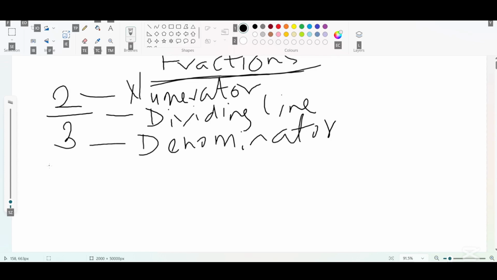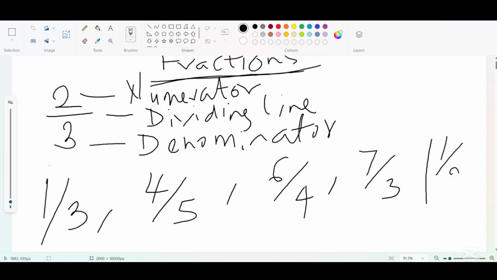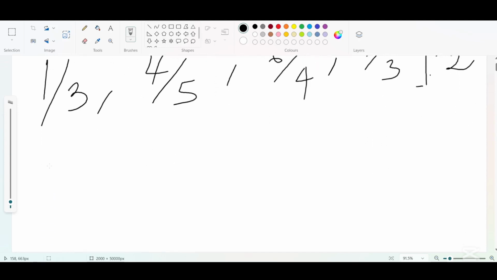Examples of fractions are 2 all over 3, 1 all over 3, 4 all over 5, 6 all over 4, 7 all over 3. So these are examples of fractions. What about 1 whole number 1 all over 2? That's a mixed fraction. So we have different types of fractions. Now this leads us to the three types of fractions that we have. So we have the proper fraction.